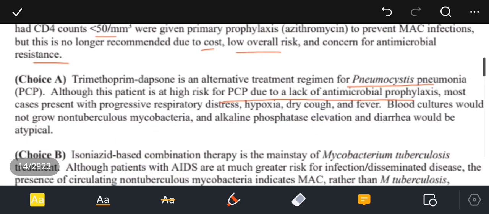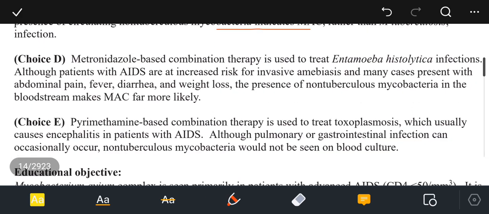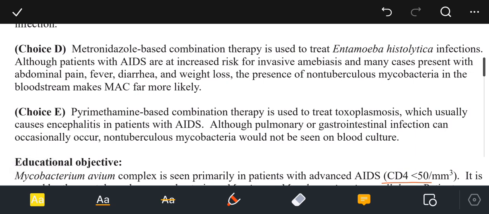The choice D, that was stating metronidazole-based combination therapy. This was not the option of choice because metronidazole-based combination therapy is used to treat Entamoeba histolytica infections. Although patients with AIDS are at increased risk for invasive amoebiasis and many cases present with abdominal pain, fever, diarrhea and weight loss, the presence of non-tuberculous mycobacteria in the bloodstream makes MAC far more likely.